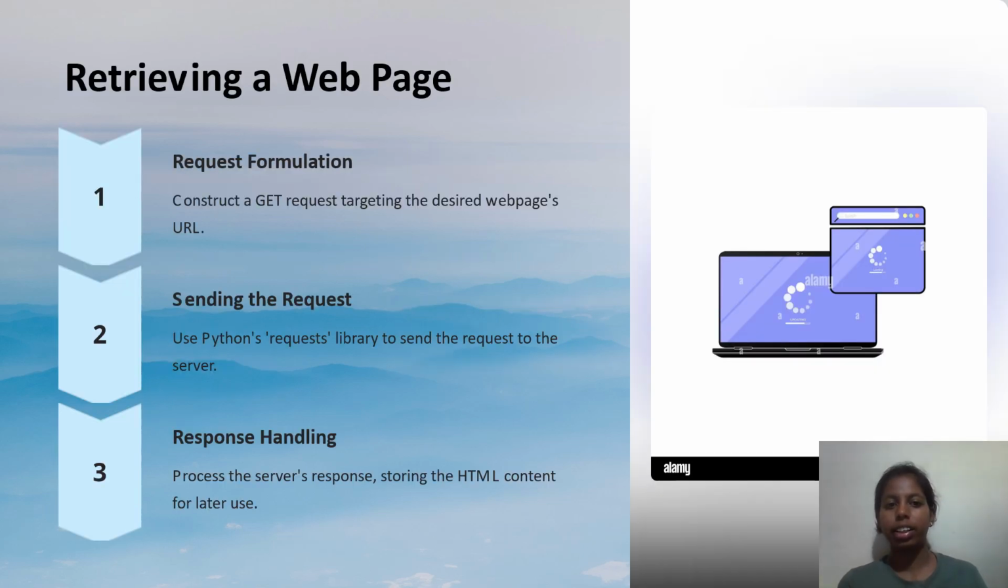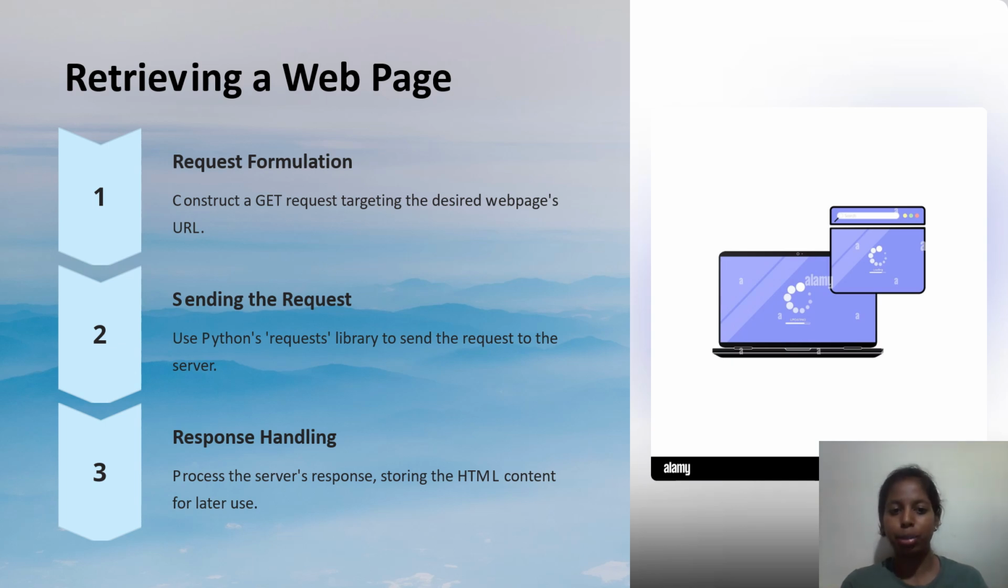Now let's see retrieving a web page. First, how to retrieve a web page. Request formulation: construct a GET request targeting the desired web page's URL. In Python, while programming, if you want to retrieve a web page, for example, I have my own website. To get my website, first I have to do the request formulation. After importing the module, we construct a GET request targeting the URL to fetch my website.